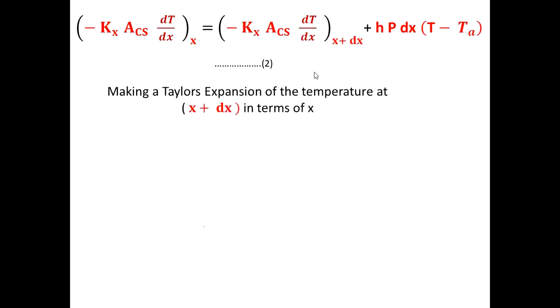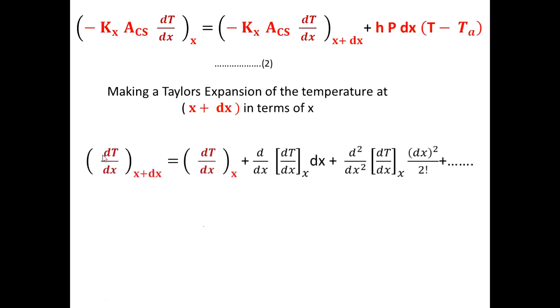Making the Taylor expansion for this particular value. Here it is having the x plus dx, that's why I am going to expand using the Taylor's expansion. That gives this value: dT divided by dx at x, again dT divided by dx with respect to dx for the distance dx, and then dx square divided by 2 factorial. Again it will continue like this.